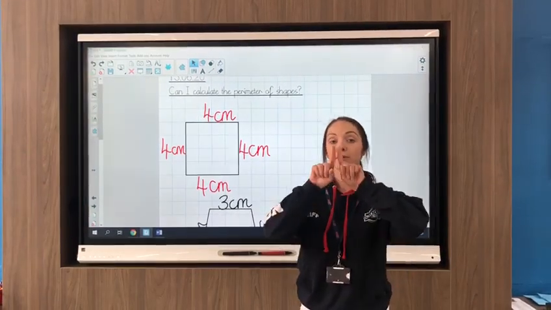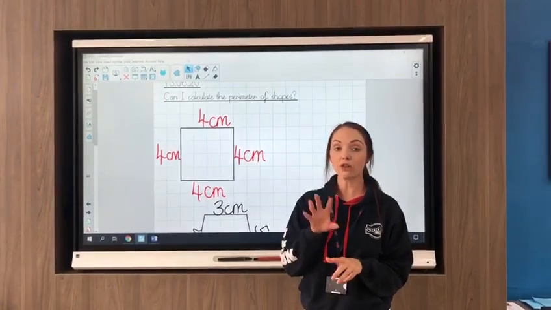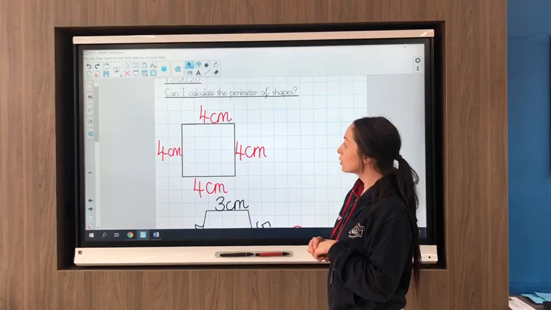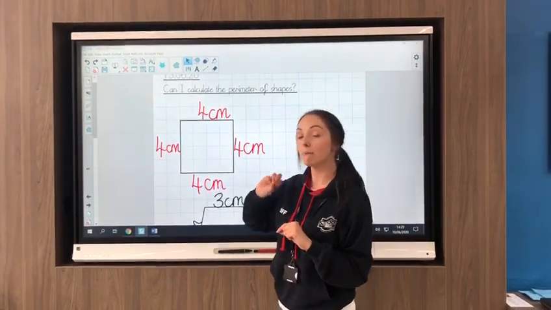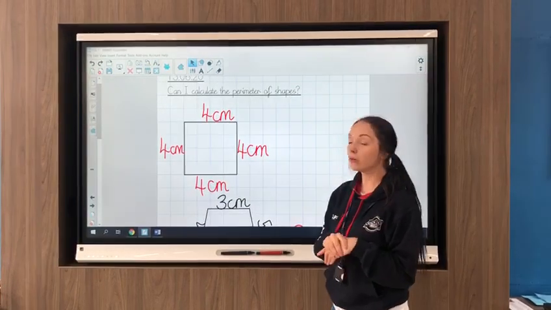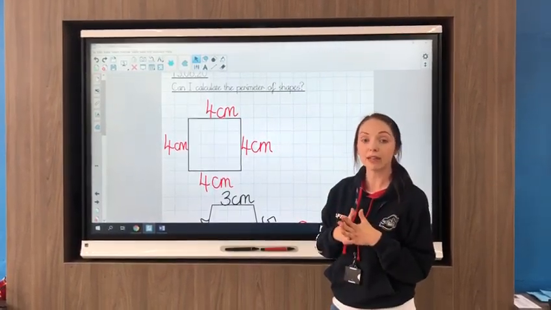So if you remember, the perimeter is just the outside of a shape. It's not the inside, that's area. We're just thinking about the outside edges. So you will see on your mild sheet, on most of your questions, apart from your challenge, that you have been given all of the measurements of your shape. And all you've got to do to work out the perimeter is add them together.